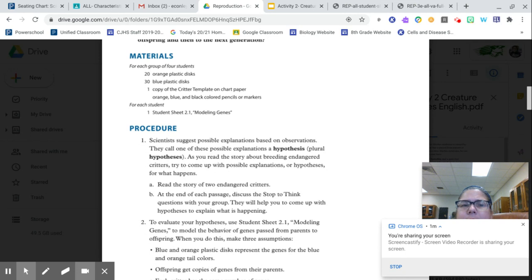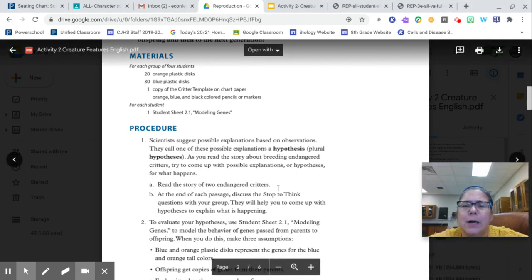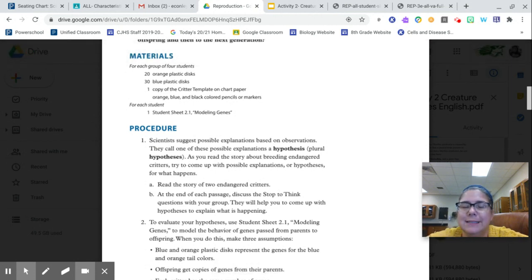Scientists suggest possible explanations based on observations, and they call one of these possible explanations a hypothesis, or plural hypotheses. Remember, I talked about these possible explanations or statements to answer what's going on, a question, as an initial claim. That's essentially what a hypothesis is. As you read the story about breeding endangered critters, try to come up with possible explanations or hypotheses for what happens. So these initial claims or explanations.